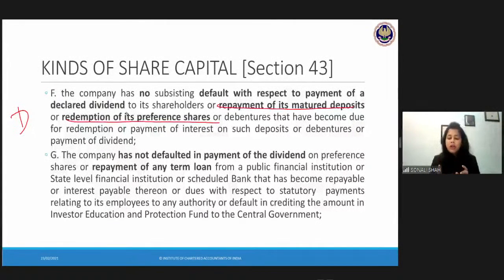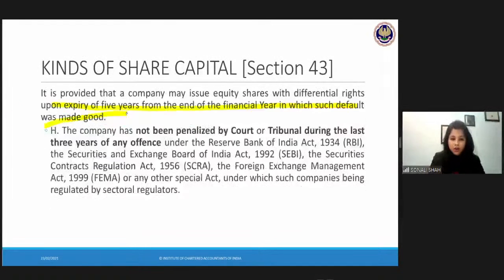Also, there should not be a default in repayment of any loan. This loan could be from a public financial institution, from a state level financial institution, or from a bank. Also, there should not be any due on interest that is payable on them. Also, the amount relating to statutory payment to the employees or to any authority should not be in default, nor should there be default in crediting the money to the Investor Education and Protection Fund, which is IEPF. So these kinds of defaults should not be there.